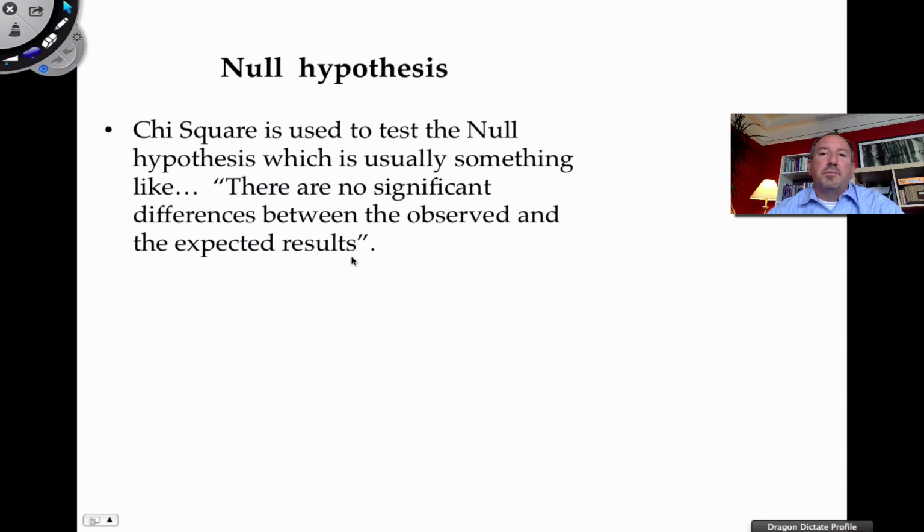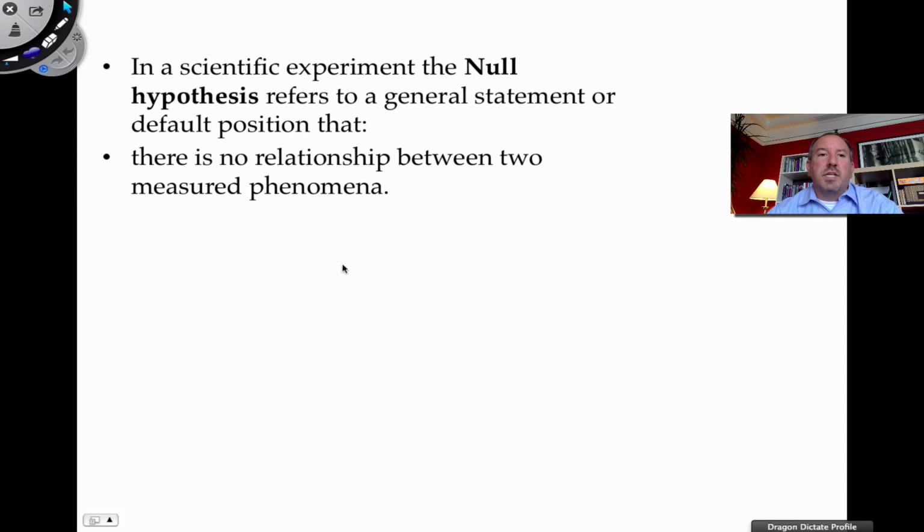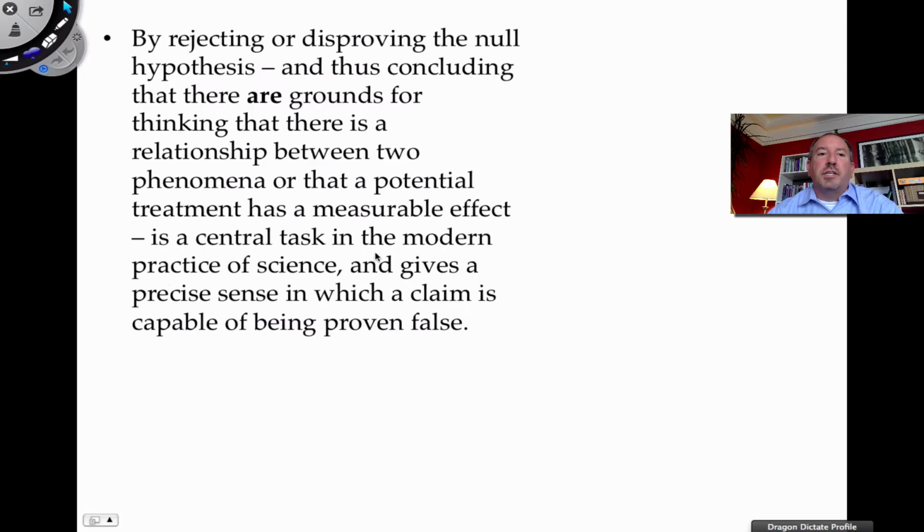Okay? So in our particular discussion, a scientific experiment, the null hypothesis is sort of a general statement. It's like a default. So there's no relationship between the measured phenomena. Okay? So for the two measured phenomena, there's no difference between observed and expected. And so let's talk about this a little bit.